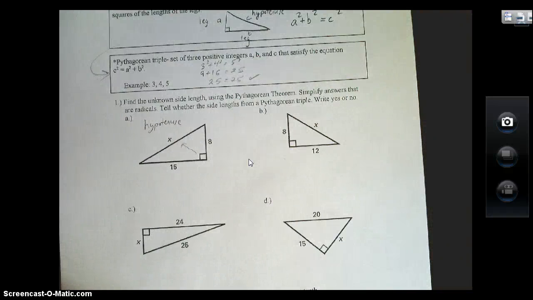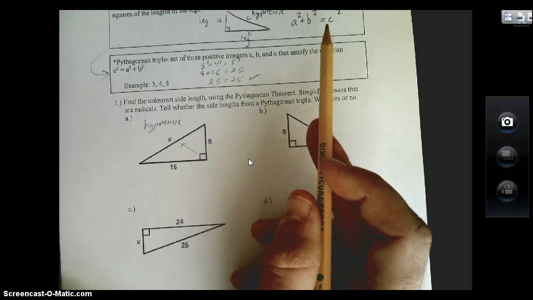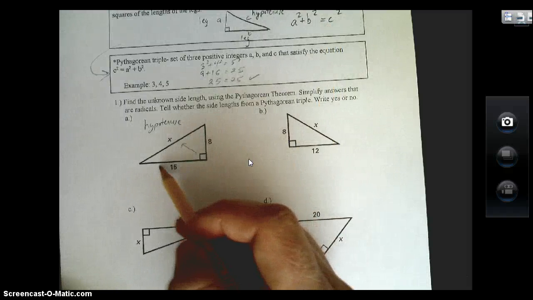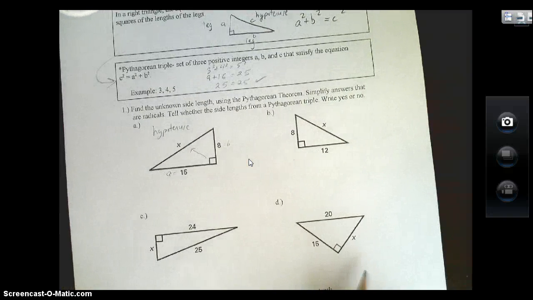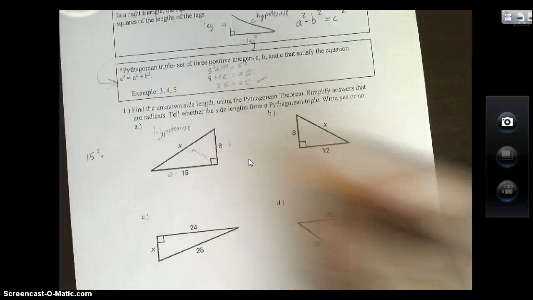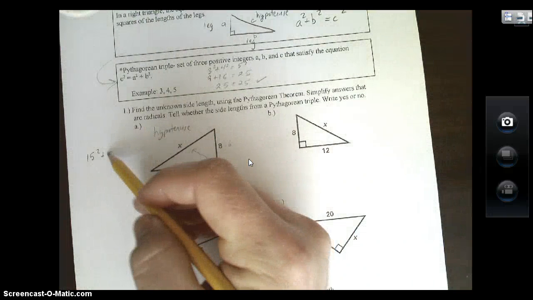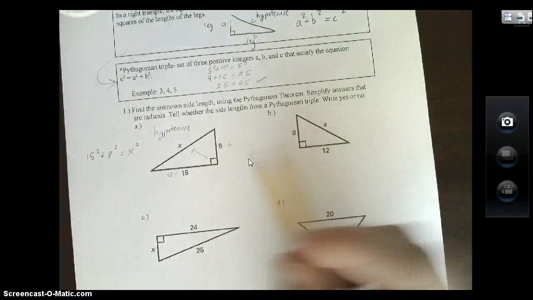Due to that fact, we now know that this x is going to be the c in our Pythagorean theorem. So I'm going to call this A, I'm going to call this B, and now we're going to go ahead and see what we can do with it. So we got 15 squared plus 8 squared, and we're going to set that equal to x squared.